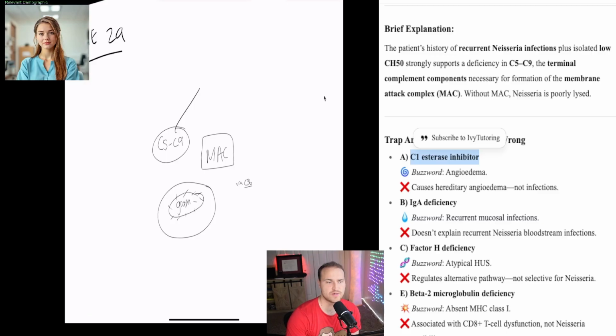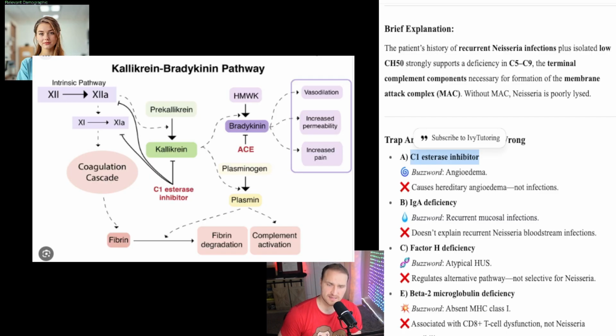C1 esterase inhibitor. So that deficiency causes what's known as hereditary angioedema, not infections. And the pathophys there is you have increased bradykinin because of the unchecked kallikreins, which are the family of the serine proteases that are involved in all sorts of things like blood pressure regulation, inflammation, tissue remodeling, all that stuff. So with C1 esterase inhibitors, you should think of the condition known as bradykinin-mediated angioedema because that's life-threatening swelling of the deep layers of the skin or the mucosal tissues.